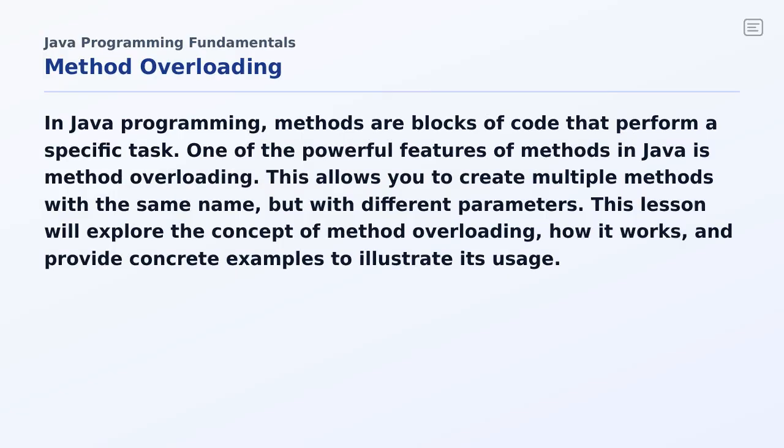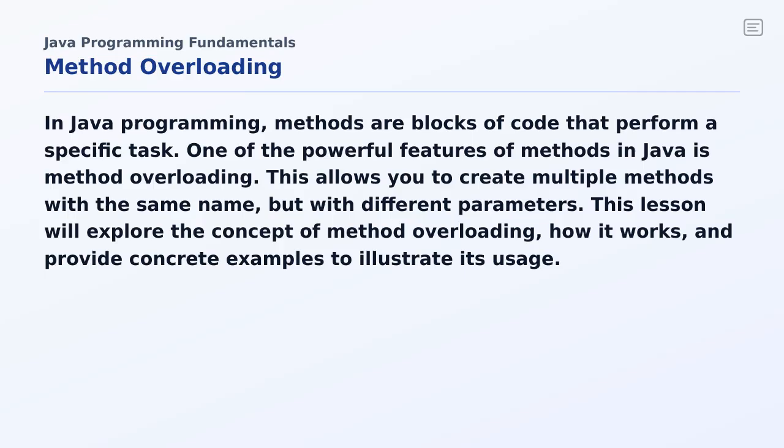In Java programming, methods are blocks of code that perform a specific task. One of the powerful features of methods in Java is method overloading. This allows you to create multiple methods with the same name, but with different parameters. This lesson will explore the concept of method overloading, how it works, and provide concrete examples to illustrate its usage.